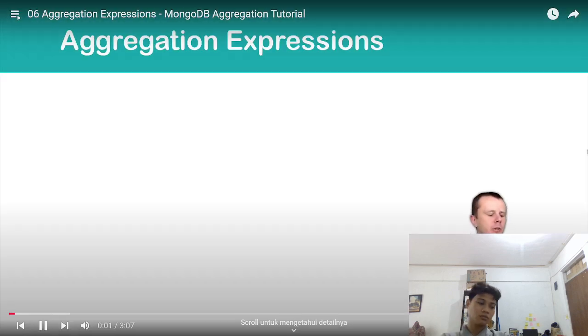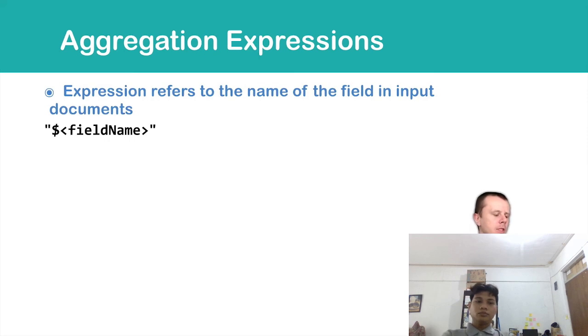Let's now talk about aggregation expressions. What is this? An expression refers to the name of a field of the input documents. Remember that each stage takes as an input a list of documents, and all those documents have certain fields. An aggregation expression refers to the field names of those input documents. This reference is made in the following way: a string, then $, and after the $, the field name. Why is it a string? Let's look at some examples.